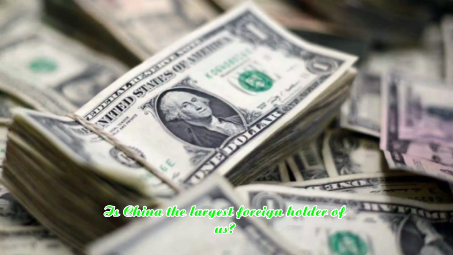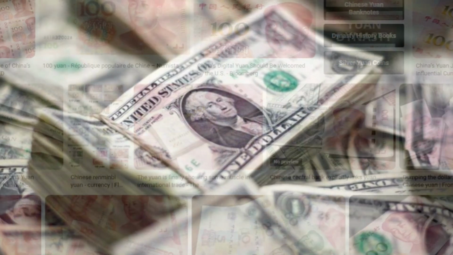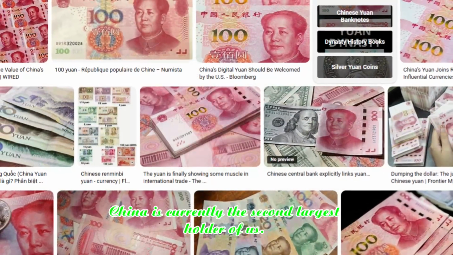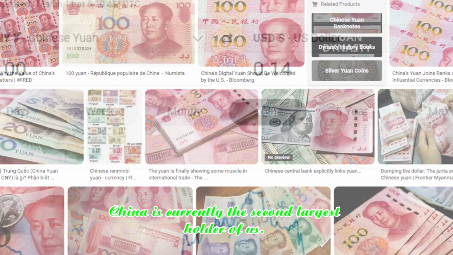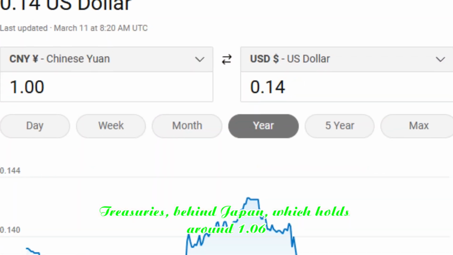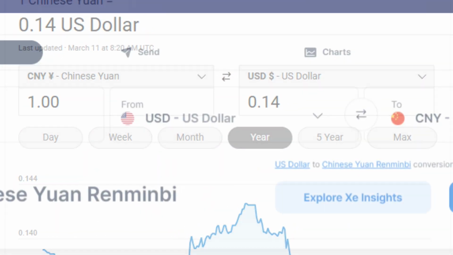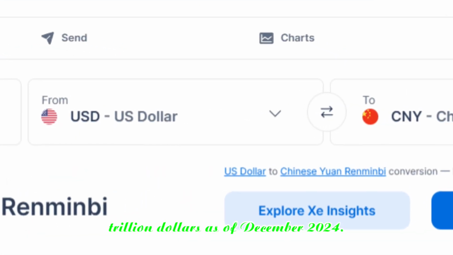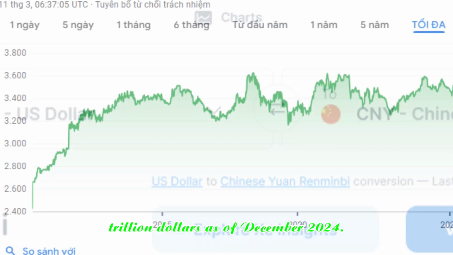Is China the largest foreign holder of U.S. debt? No. China is currently the second largest holder of U.S. Treasuries, behind Japan, which holds around $1.06 trillion as of December 2024.